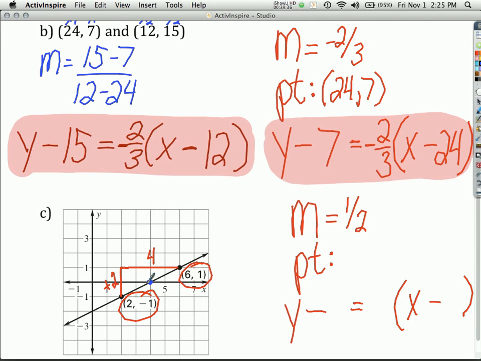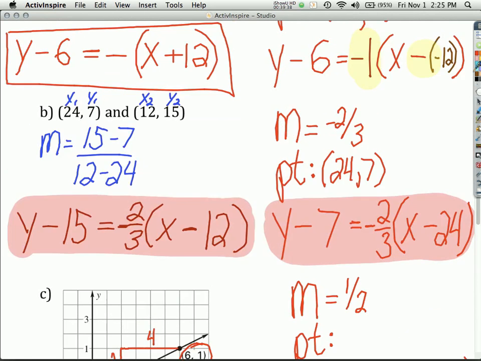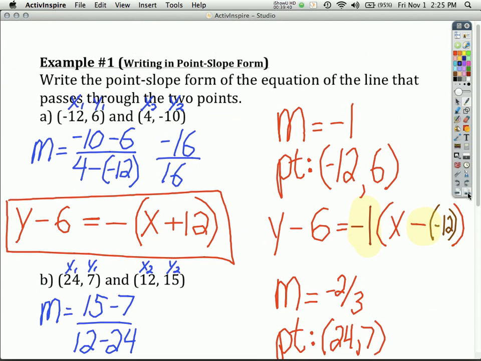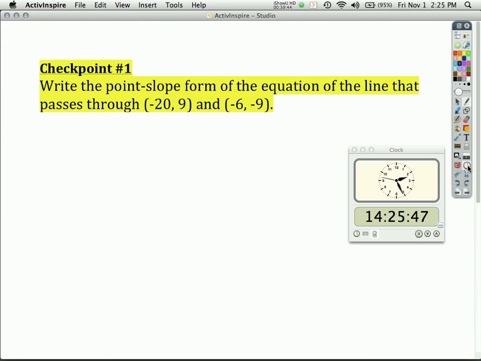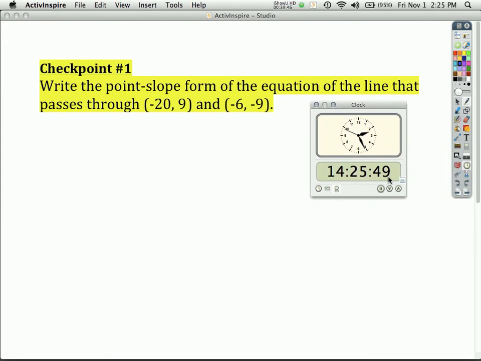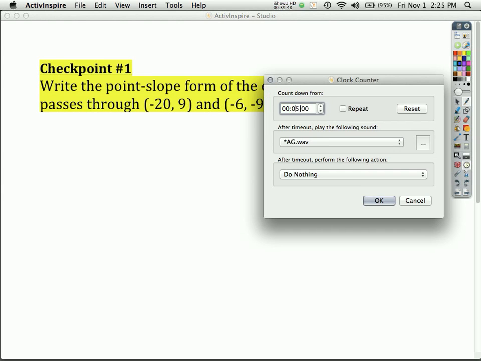And that's fantastic. Okay, so let's see how we're doing so far. Checkpoint number 1. You got one on your own. Let's see how you do. You got 2 minutes.